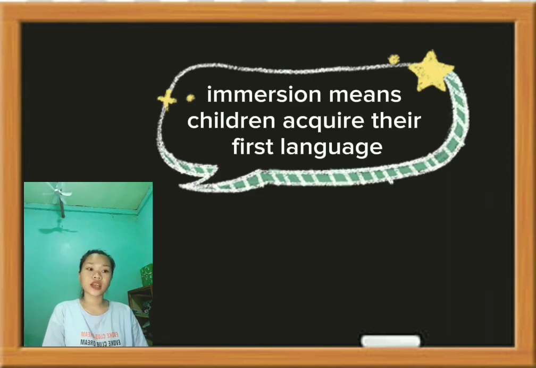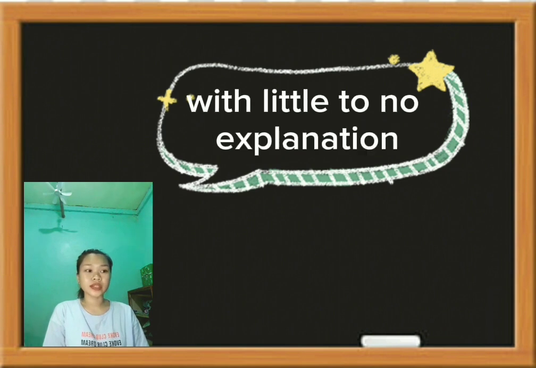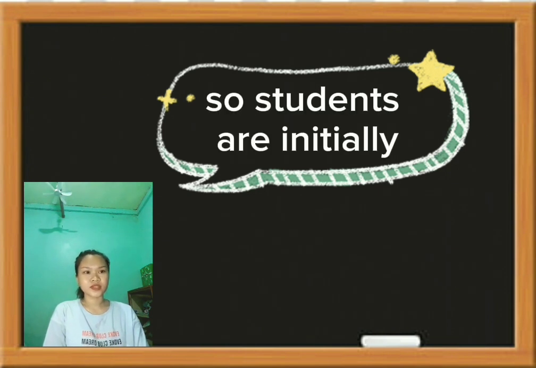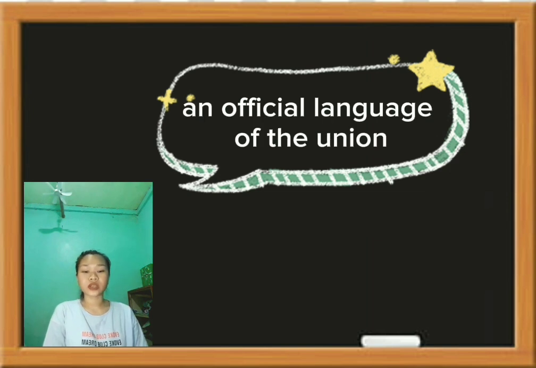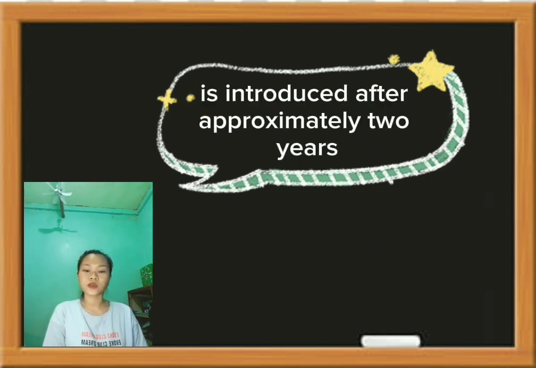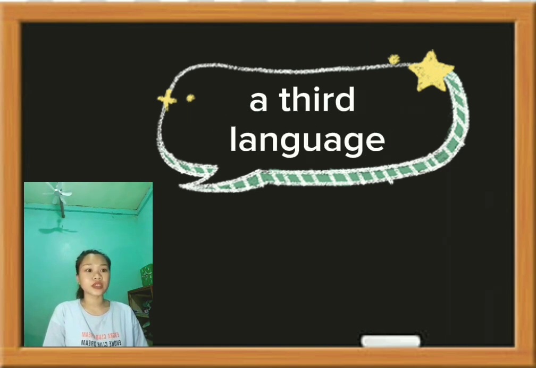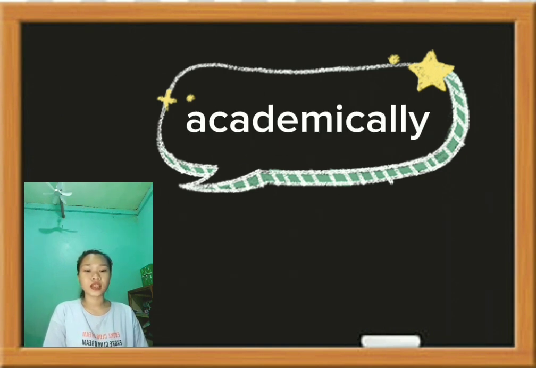Immersion means children acquire their first language, in which learners are provided with an environment where they can pick up English with little to no explanation. And we also have the three-language system. Students are initially educated in an official state language. A second language, an official language of the Union, is introduced after approximately 2 years. After another several years, a third language, or any modern Indian language not already taught, is introduced academically.